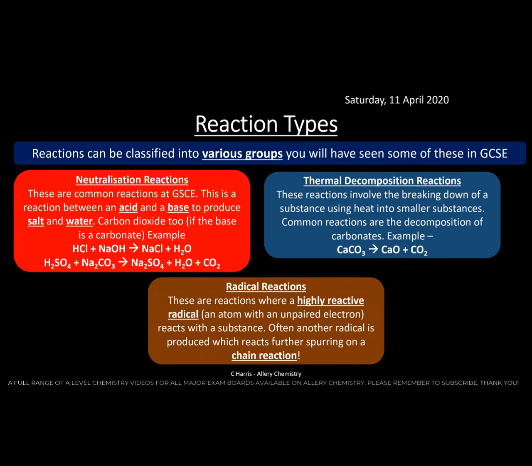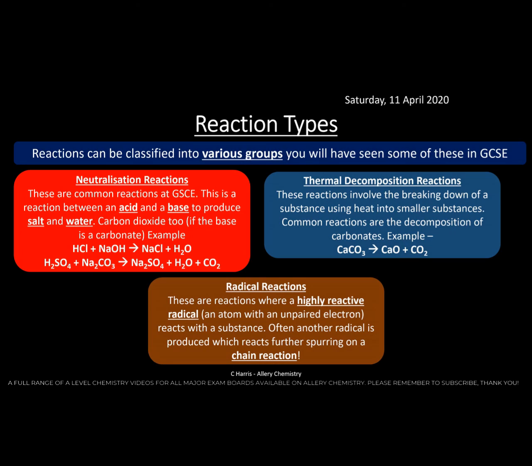And radical reactions, you may not have seen these really at GCSE, but this is more commonly used in alkanes. Remember, alkanes are unreactive. Radical reactions are where we produce a highly reactive radical. That's just an atom with one electron on its own, like a lone electron, and they're very reactive. Basically, they react with non-radicals to form products, and the products can be another radical. So effectively, it keeps on reacting to form a chain reaction.